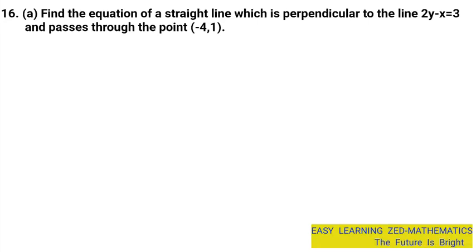Okay, so question 16a was as follows. Find the equation of a straight line which is perpendicular to the line 2y minus x is equal to 3 and passes through the point (-4, 1). Okay, so we need to find the equation of a line which is perpendicular to the line 2y minus x is equal to 3, and it passes through the point (-4, 1).